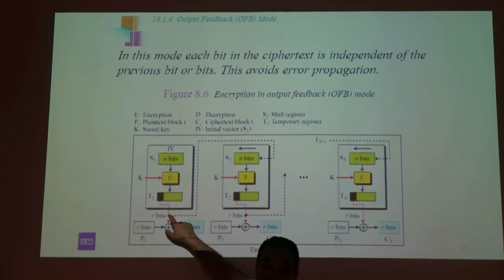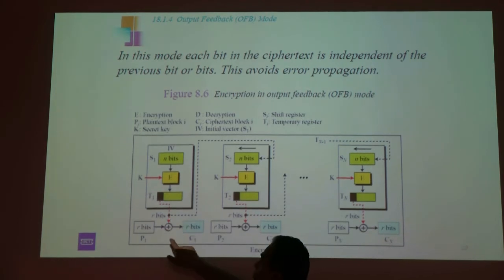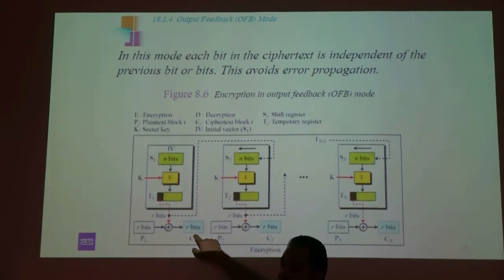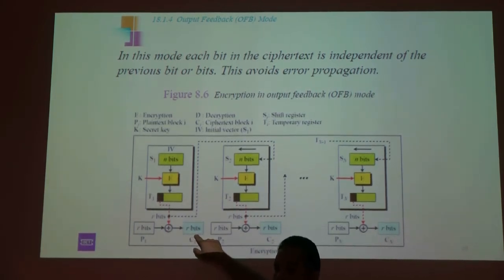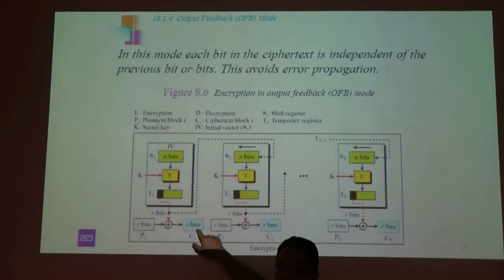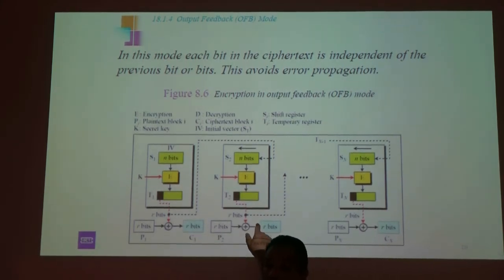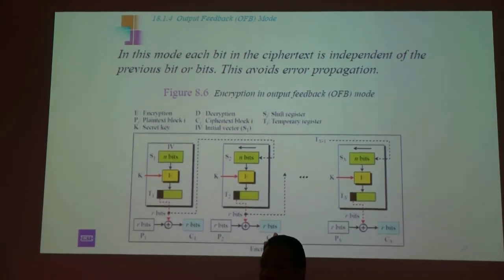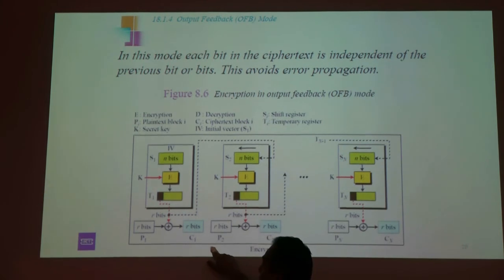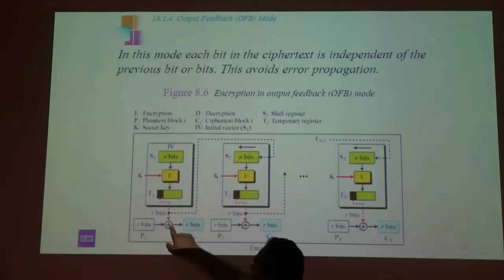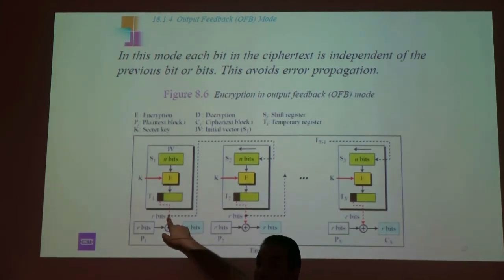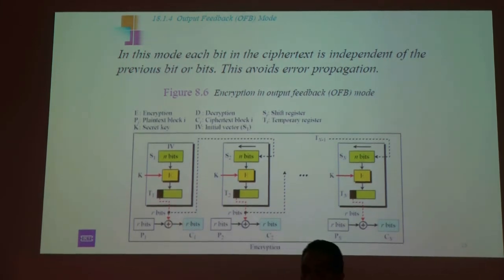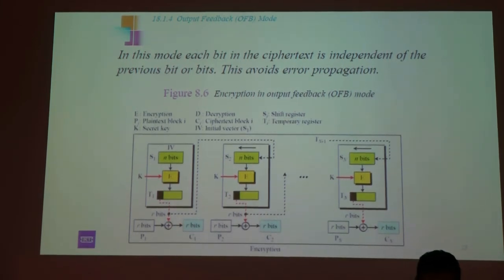Alright? So in the previous one, we have to know the C1 to be able to decrypt, or to be able to encrypt. To be able to encrypt C2, we have to know C1, right? To be able to encrypt C3, we have to know C2, chain. In here, we don't have to wait for that because what we are using is the key.